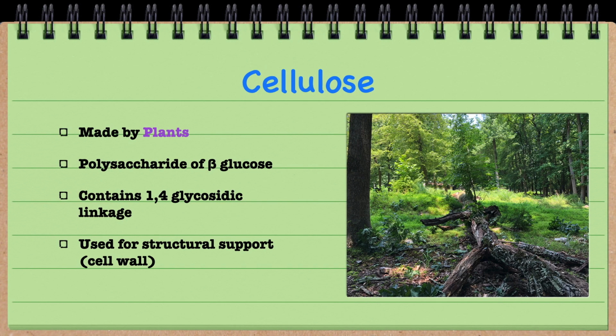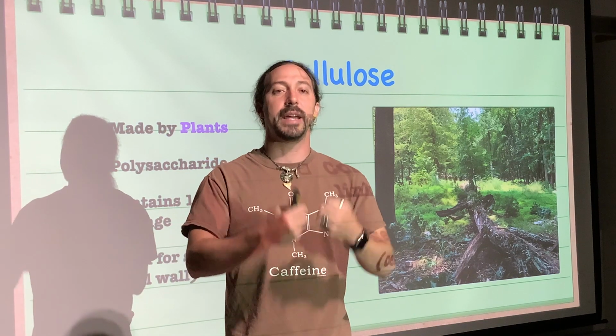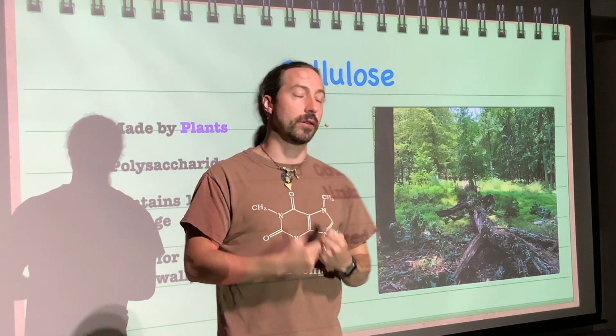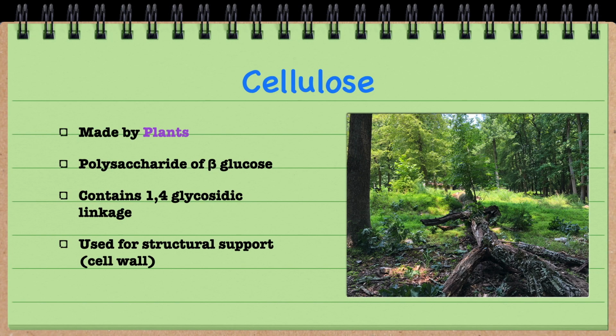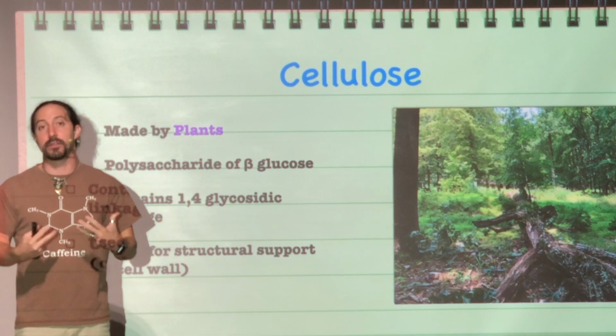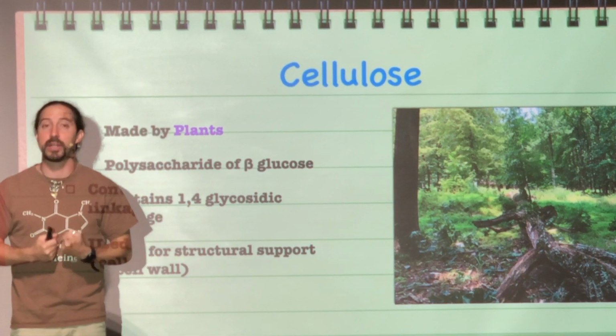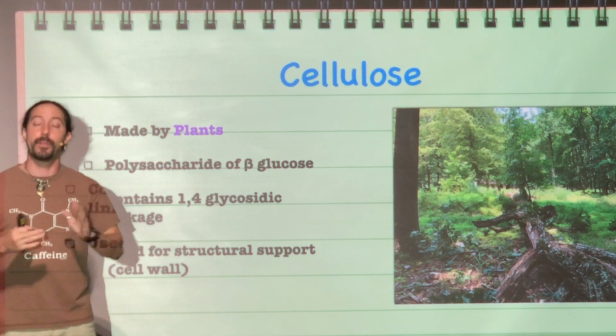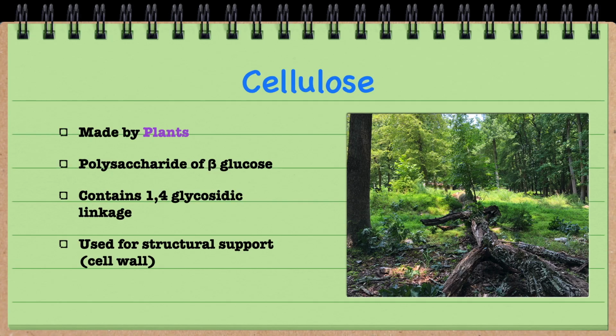Where is it used? Cellulose, in plants. Beta glucose is used to make plant cell walls. It makes an extremely rigid structure. These beta 1,4 glycosidic linkages are interesting because they make it much harder to be broken down. The polysaccharide cellulose is extremely hard to hydrolyze, or to perform hydrolysis on. That's why it provides such great structural support.